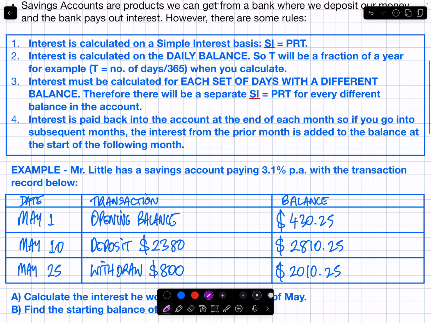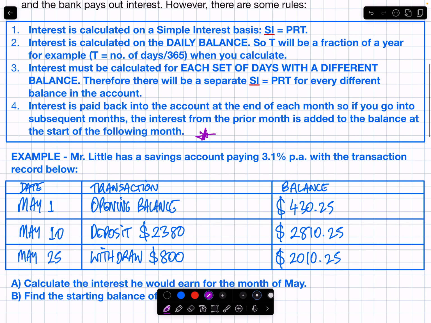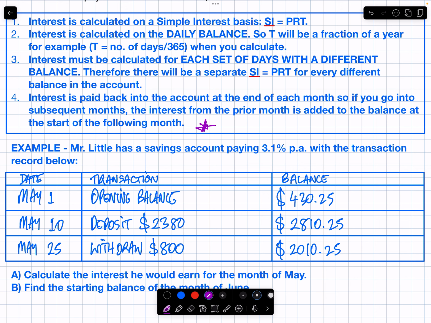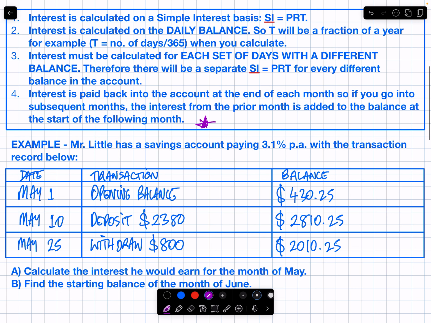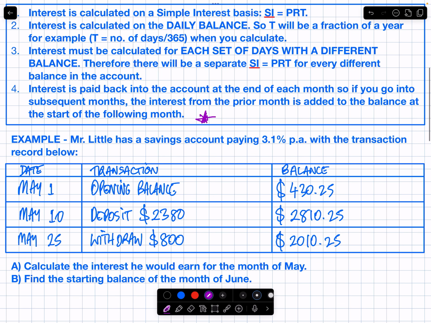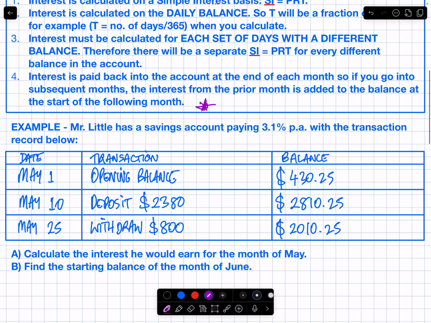So you should pause there, get some time to get those rules down so you can see the things that I'm thinking about when I'm doing a savings account question. For the purpose of this video, I'm not going to pause. I'll go straight to the example. But if you're running the video, pause it now. So let's run this example here.